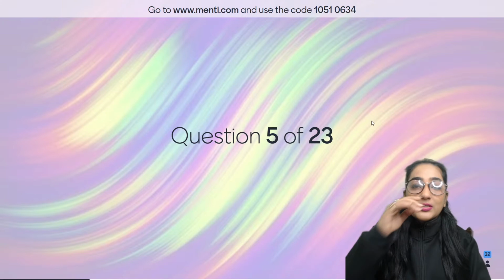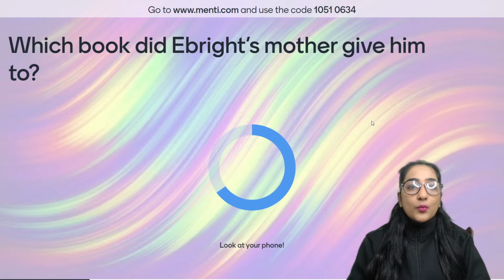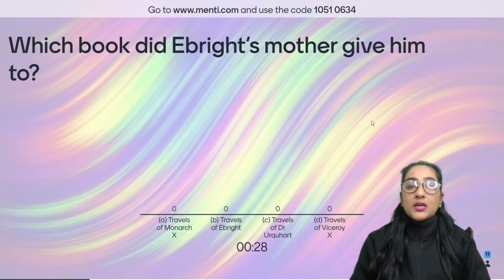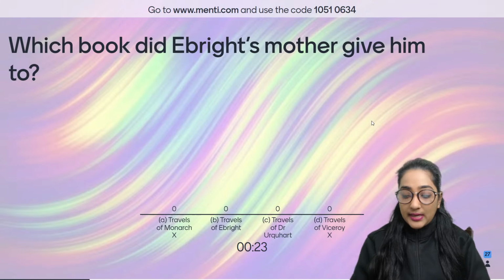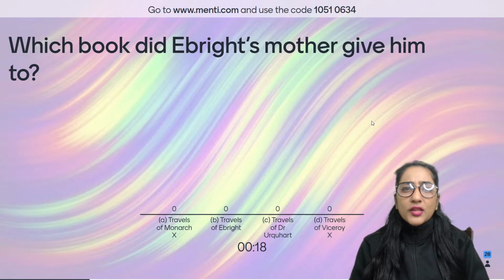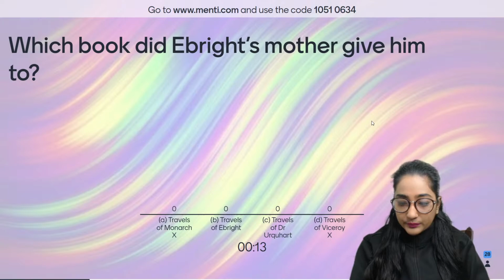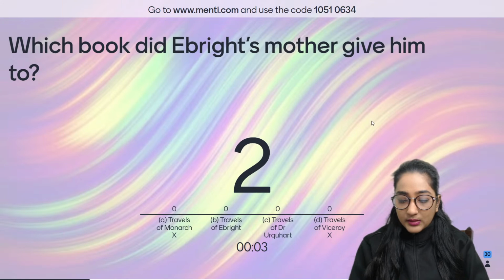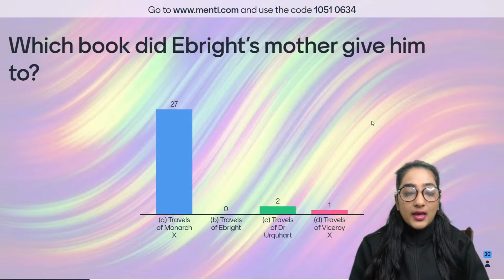Question number 5 on your screen, everyone. Which book did Ebright's mother give him? Travels of Manak X, Travels of Ebright, Travels of Dr. Urquhart, or Travels of Viceroy X? What exactly is the right answer? A, B, C, or D? Be quick, okay? Not that difficult a question, right? What is it, everybody? Okay, 27 students, you guys are very right about that.